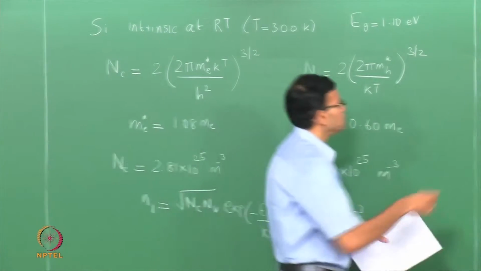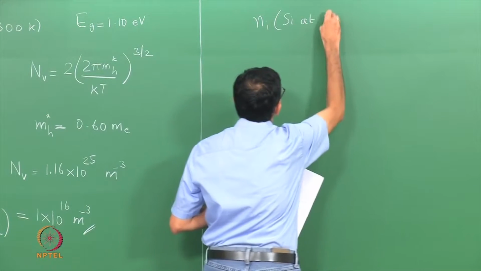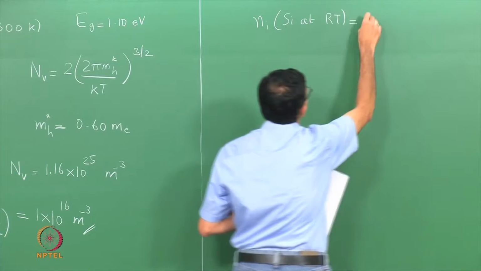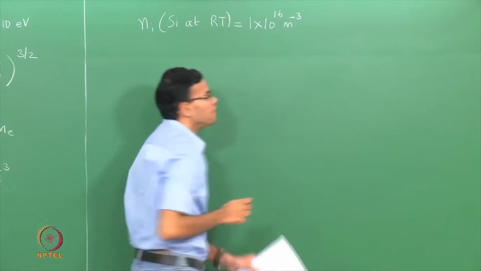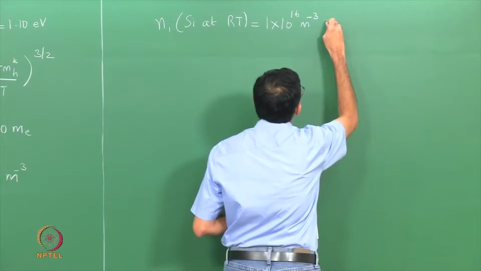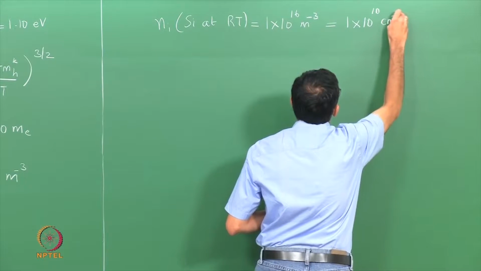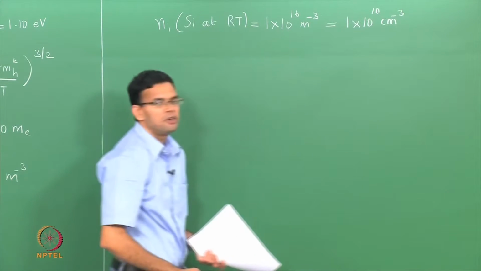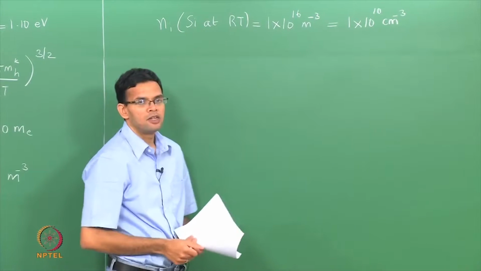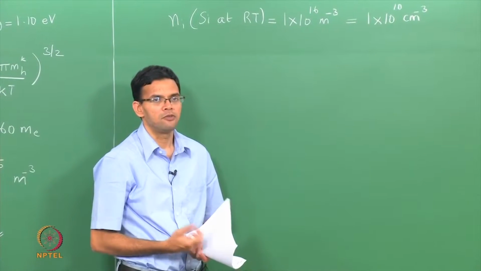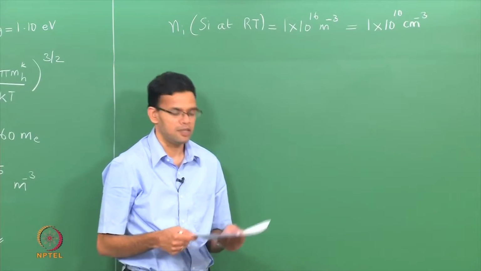Let me write this down here. ni for silicon at room temperature, we can convert this to per centimeter cube. If you convert to centimeter cube, it is around 1 times 10 to the 10 per centimeter cube. So, we have 10 billion carriers, that is electrons and holes, in silicon at room temperature. Now, this looks like a really large number. So, let us try and put that in context.